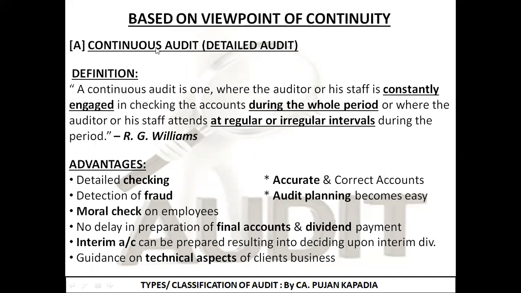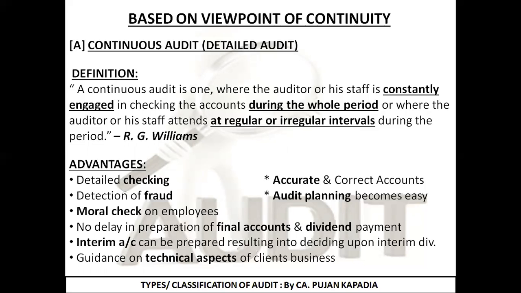So the first topic that we covered under this head was continuous audit. It is also known as detailed audit. Under the definition, I had highlighted a few words, and I would like to focus on them again. First was that you are constantly engaged. That is, as an auditor, you yourself or any of your audit staff is constantly engaged in checking the books during the whole period, that is during the entire year, or you are attending at regular or irregular intervals, which basically means that you are constantly in touch with the auditee. You are constantly carrying out the audit of your particular client.